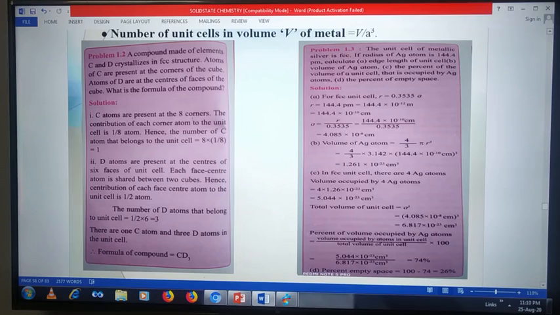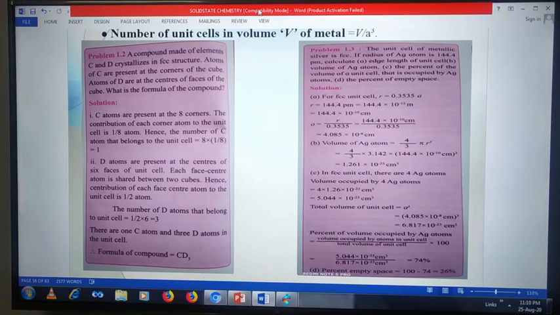As C atoms are present at the 8 corners, their contribution at 8 corners is 1 by 8. So 8 into 1 by 8 is equal to only 1. So there is only one C atom in that FCC, which is present at the corner. For the D atoms, it is provided that the D atoms are present at the centers of faces. There are 6 faces, and the contribution of the constituent particle at each face is half. So 1 by 2 into 6 is equal to 3. That means there is 1 C atom and 3 D atoms. So we can write the formula of the compound as CD3. That is the formula of that compound.